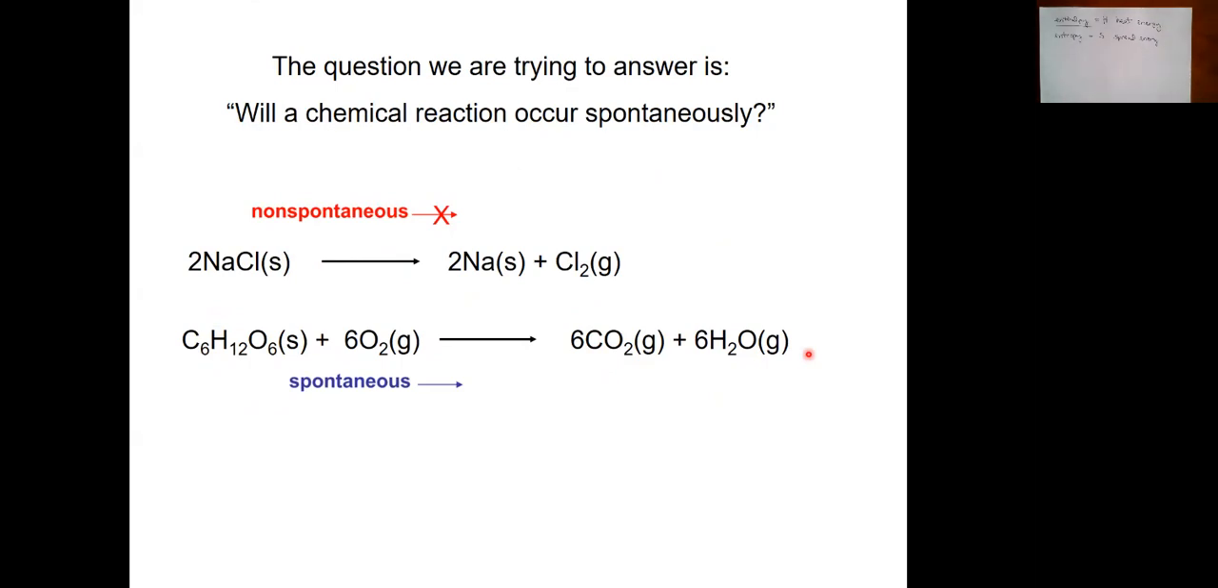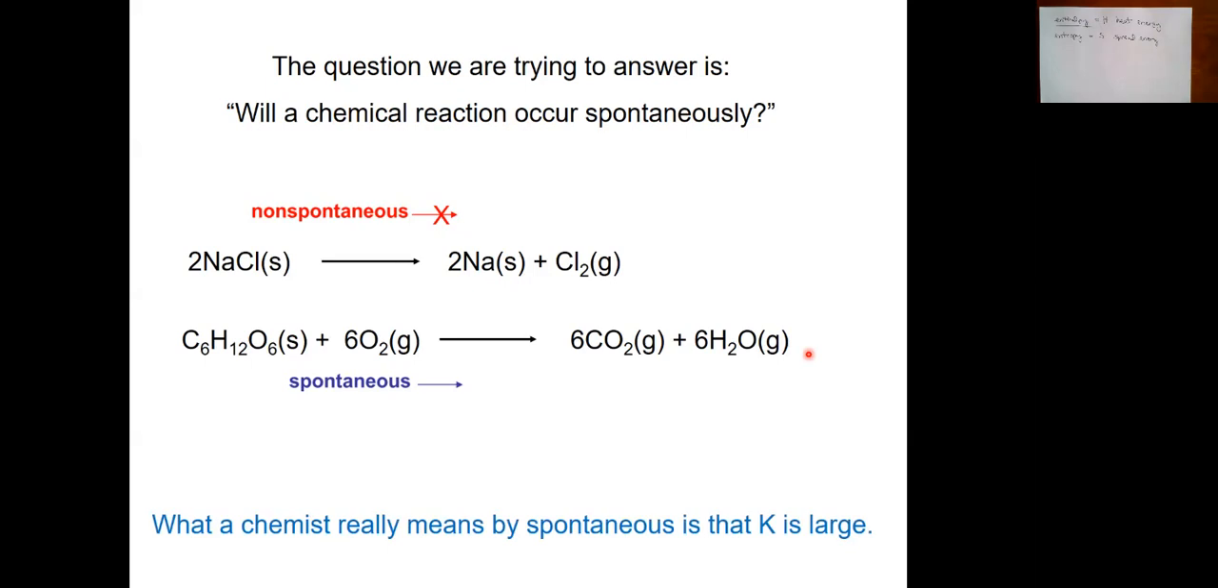What a chemist means when they say spontaneous is that K is large. So hopefully you remember K. That's our equilibrium constant. And that equilibrium constant, remember, is the concentration of products multiplied together, raised to their coefficients, over reactants.